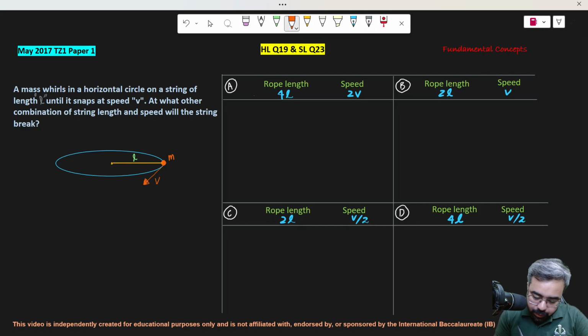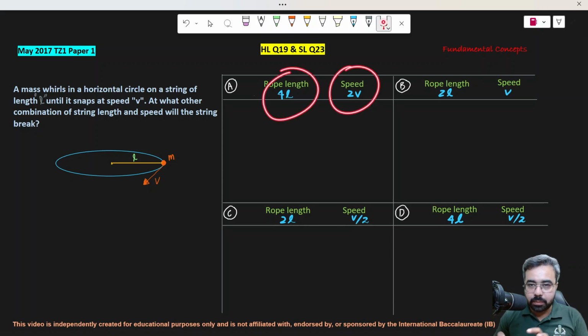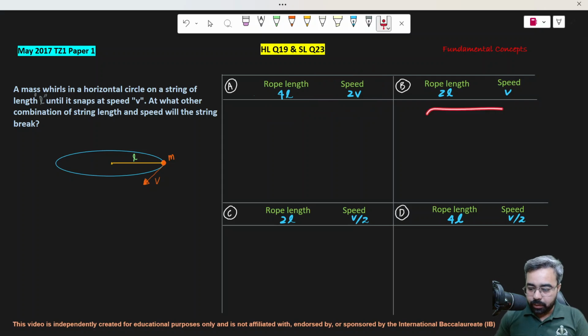At that speed, the tension, which is providing the necessary centripetal force to this mass to move in the circular path, becomes so high that the string breaks at the speed v. Now we are given different combinations, like 4L and 2V, and we have to test at which combination the string will break. We are initially provided the length L and the speed v where the string breaks.